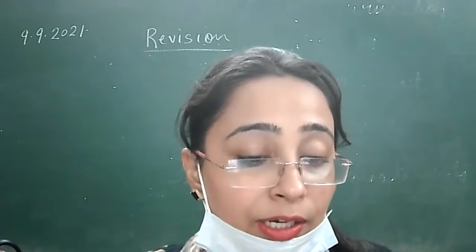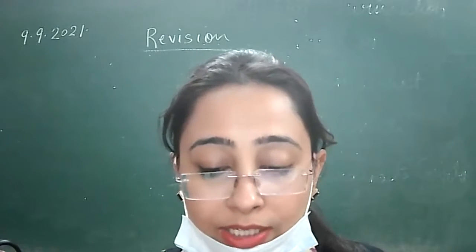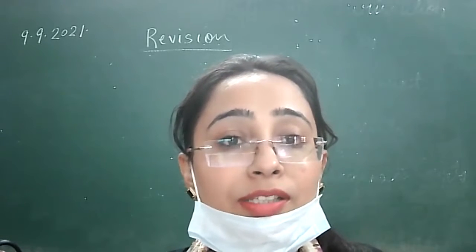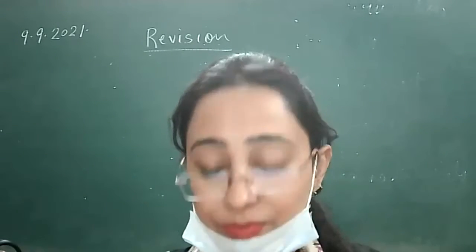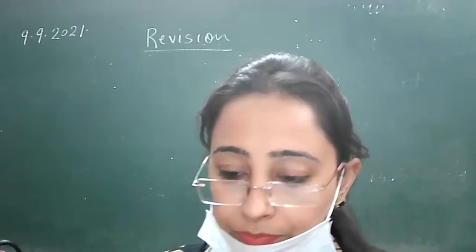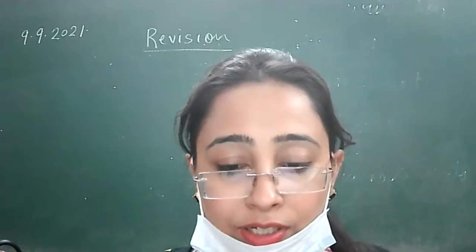Now next is the product obtained from petroleum used to make candle wax. Which product obtained from the petroleum is used to make the candle wax? Yes, Jayant. Paraffin. Yes, it is paraffin.